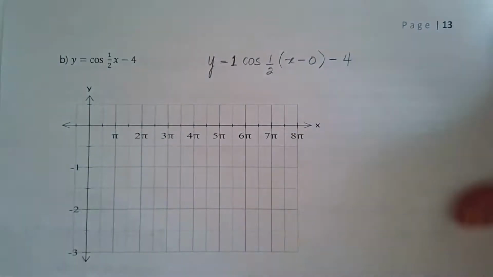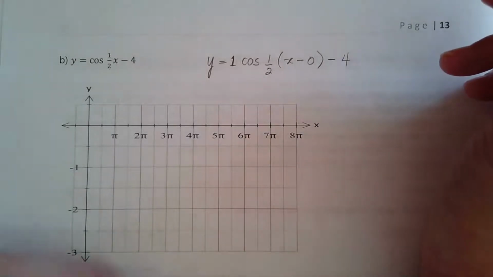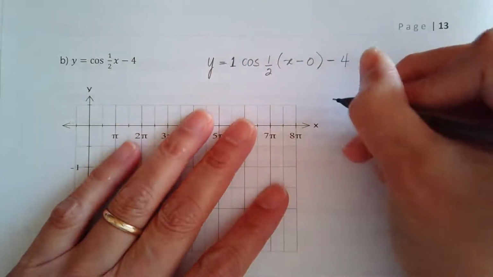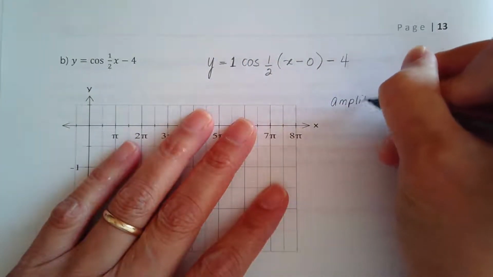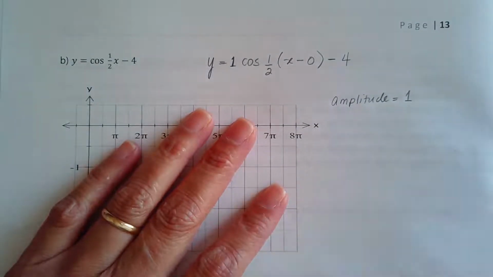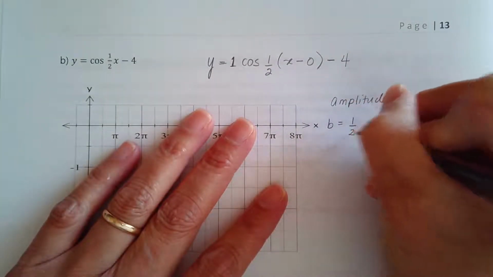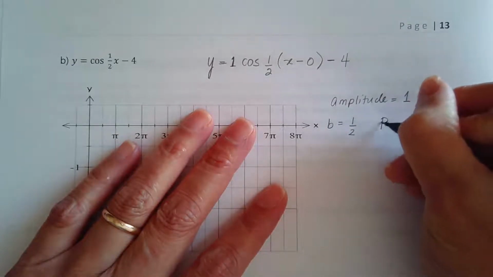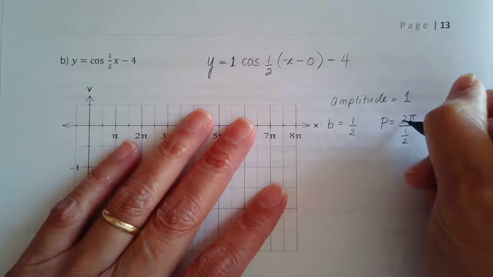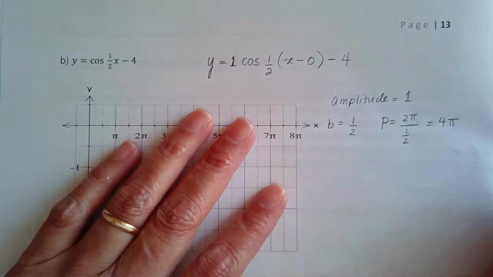Okay, so I'm going to do it with the strategy that I've shown you at the beginning. They're telling us that the A value is 1, so that means the amplitude is equal to 1. Now, the B value is equal to 1/2, so that means the period is going to be 2 pi divided by 1/2. If I take 2 pi divided by 1/2, that's going to give us 4 pi.